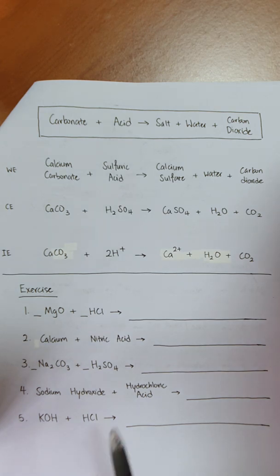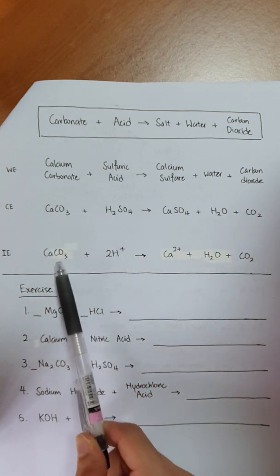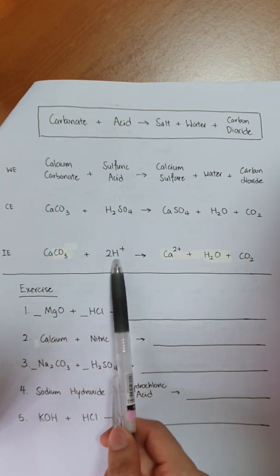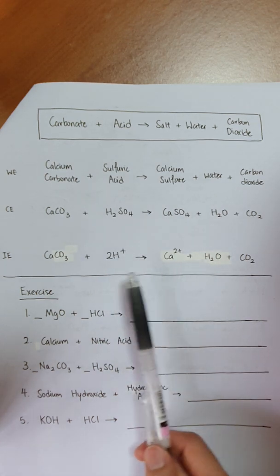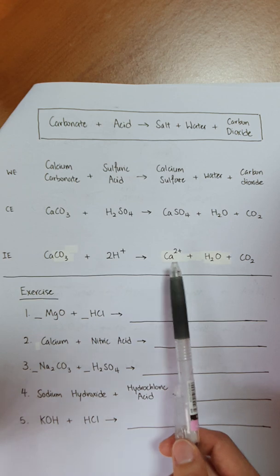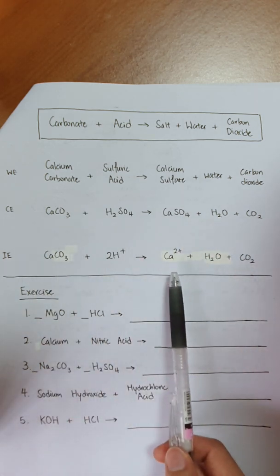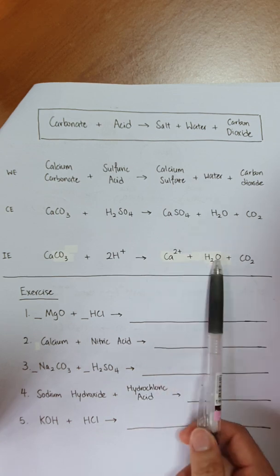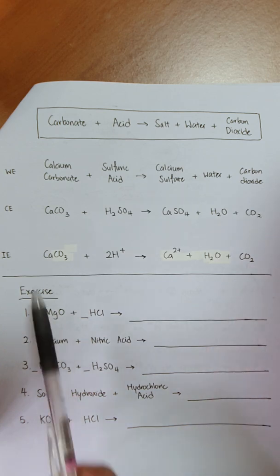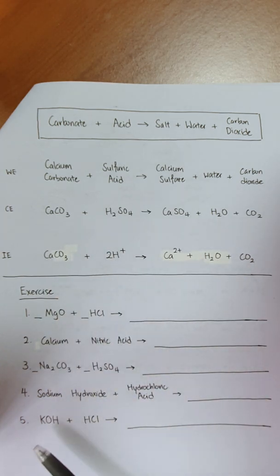So your ionic equation is this. Basically, the carbonate plus the hydrogen ions will give you your metal ion. This ionic equation tells you how the electrons are transferred. That's the simple way to say it. So it equals your metal ion plus water plus carbon dioxide. It is standard. Carbonate and your metal ions are the only things that will change around.